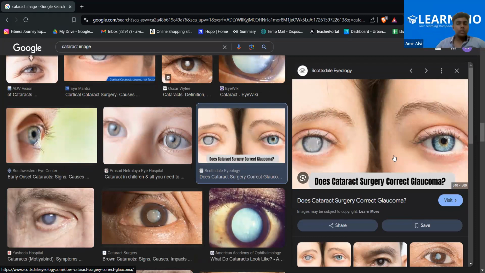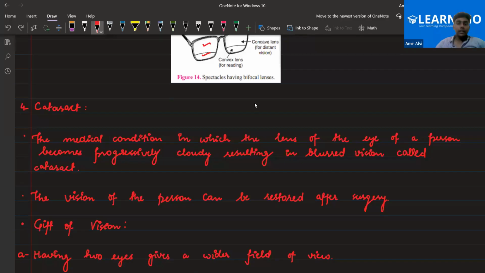The doctors have to perform the surgery to avoid the loss of vision. Right, everyone? In cataract, there is a high possibility that the person will lose vision, because cataract is a very severe medical condition. If it is not treated properly, the person will lose his or her vision. So the vision of the person can be restored after surgery only. Only surgery can be performed to restore the vision.